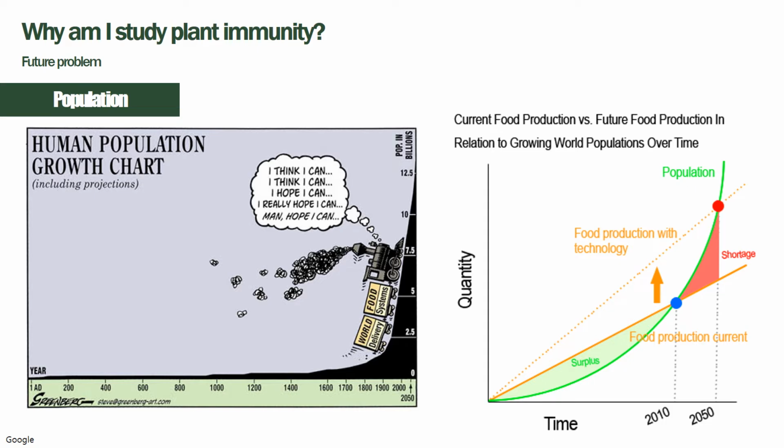Look at the picture on the left. A train is trying to transport food. This train looks like it's hard to keep up with the rapid population growth. Statistics predict that the population by 2050 will reach about 10 billion. But as you can see from the picture on the right, food production on the Earth is hard to keep up with this population growth. Eventually, there will be food shortage.